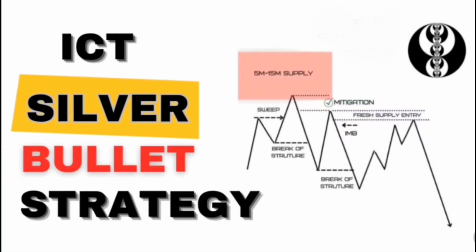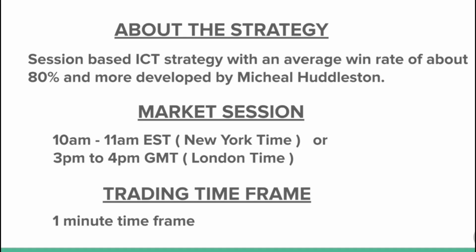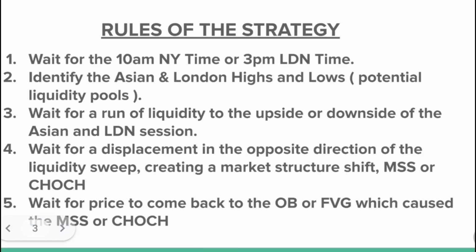I want to show you how you can trade the ICT silver bullet strategy in an easier and more professional way that will give you a higher risk to reward ratio and higher probability of success. The session based ICT strategy has an average win rate of about 80% or more. You can trade it on the 5 minute time frame, but it is better and clearer to trade it on the 1 minute time frame. So now let's go to the rules of this strategy.